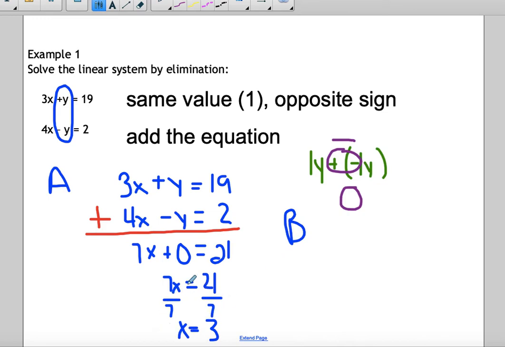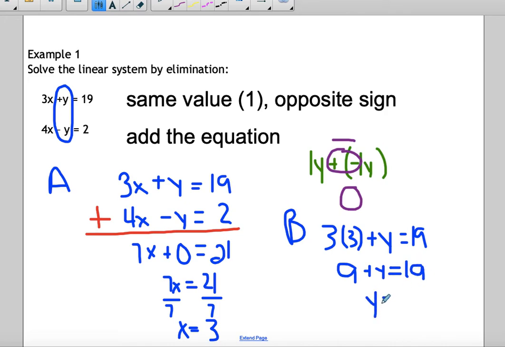So we're going to take this x equals 3 and sub it into one of the equations. So I'm just going to pick the top equation. Wherever there's an x, I'm going to put a 3. 3 plus y equals 19. So I've subbed in my answer of x equals 3 into my top equation. 9 plus y equals 19. And then when I rearrange to solve for that y, I get 19 minus 9, and y is equal to 10.